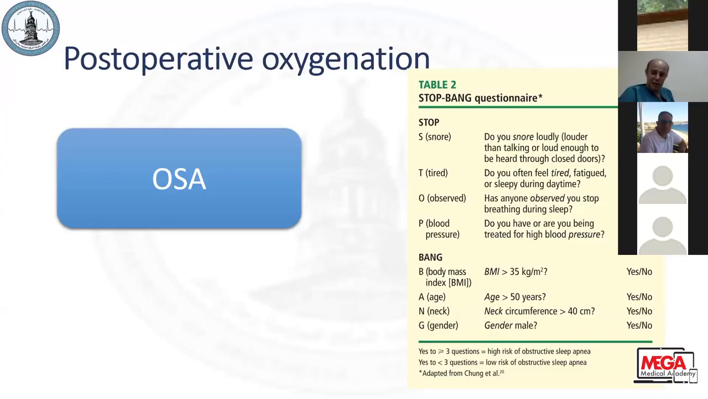The validated questionnaire that we use is the STOP-BANG questionnaire that includes S for snoring, T for tiredness, O for observed apnea or observed sleeping, P for the blood pressure, BANG is the body mass index, age, neck, and gender, and having a score of less than 3 indicates a low risk of obstructive sleep apnea, and a score of more than 3 having a high risk of obstructive sleep apnea.